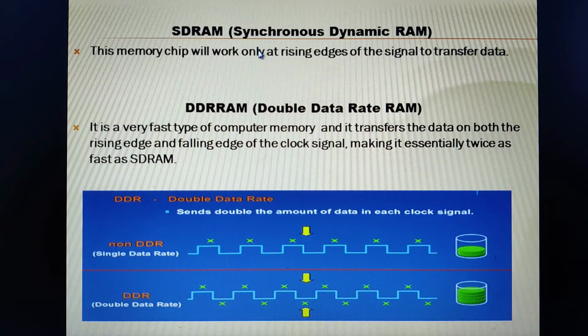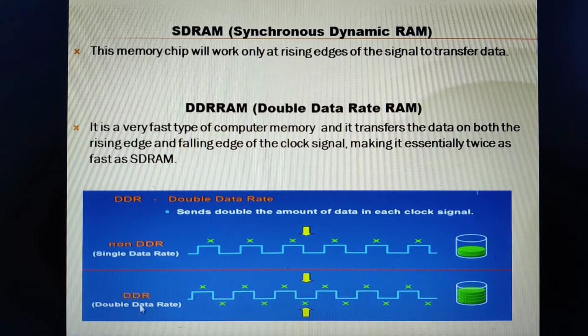Again, whenever the clock signal is high, there is a transfer of data. Low, there is no transfer of data. That means this synchronous dynamic random access memory provides an exchange of data between the random access memory and the CPU, which we know happens through the front side bus. So it will transfer the data only at the rising edge of the clock signals.